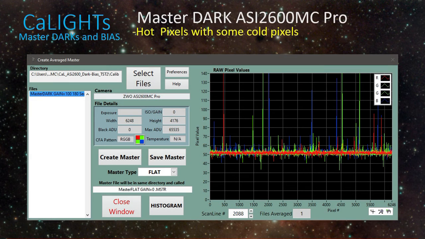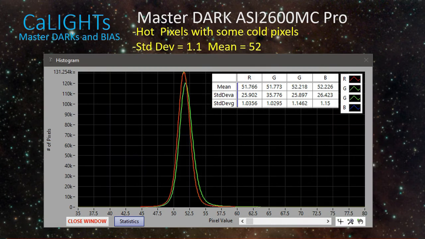Here is the Master Dark for the ASI 2600MC Pro. Lots of hot pixels and a few cold pixels. Here is the histogram for the Master Dark. The average standard deviation G value is 1.1. The average mean value is 52, which is virtually the same as the 51.7 value for the Master Bias. Clearly, there is virtually no increase in average mean value, which is a big selling point for this camera.